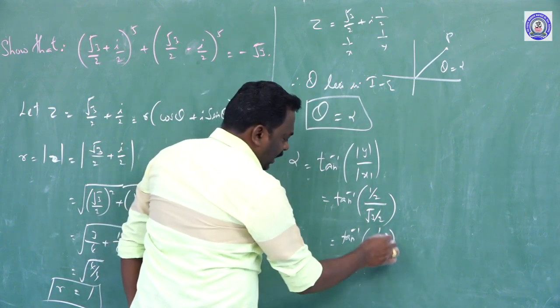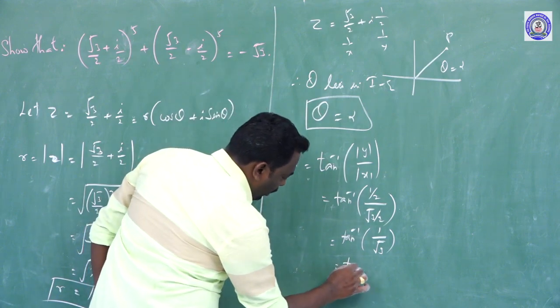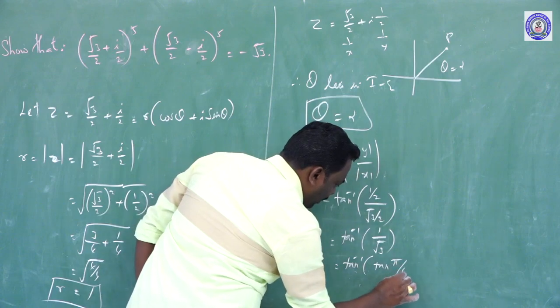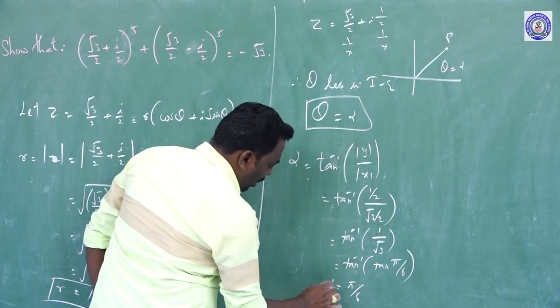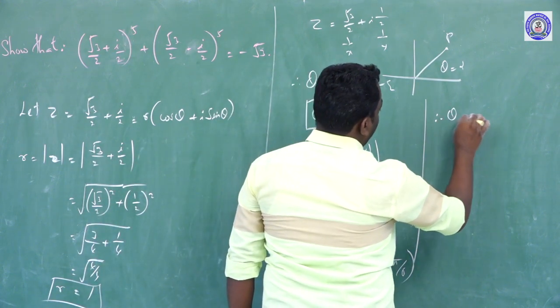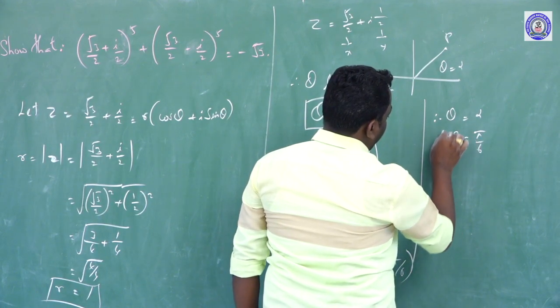What is the value of tan of 1 by root 3? Tan 30 degrees. That is equal to tan inverse of tan pi by 6, which is 30 degrees. Both the tans cancel. Pi by 6 is the alpha value. Therefore theta is equal to alpha, which is pi by 6, the theta value.